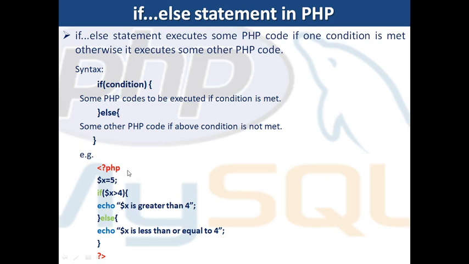Here in the example we have declared a variable $x equal to 5. If $x is greater than 4, echo "$x is greater than 4", else echo "$x is less than or equal to 4". So let us check it on our browser.